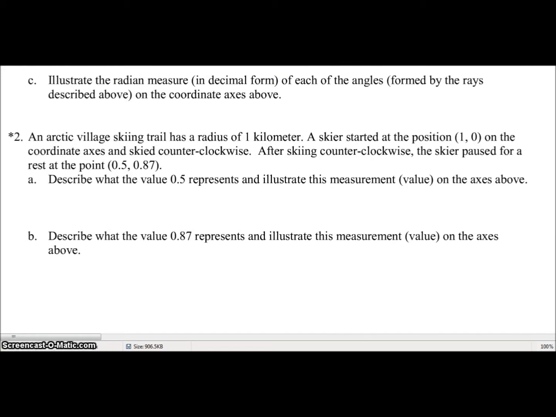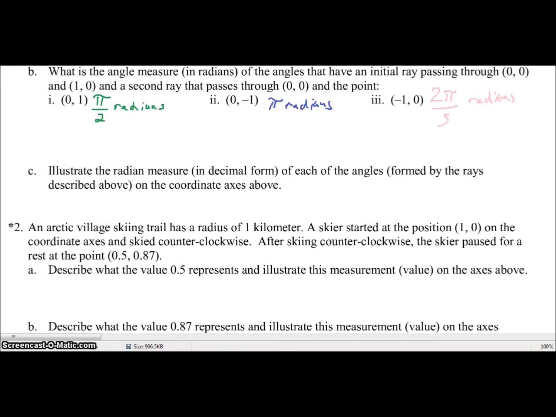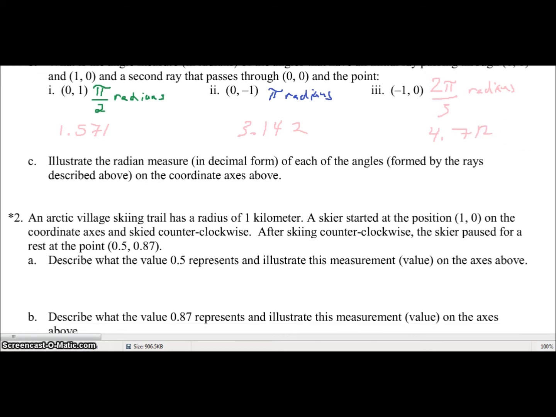Illustrate the radian measure in decimal form of each of the angles. So we can just type this in our calculator. So we get 1.571, 3.142. There's the familiar pi. Some of you might know that to several decimal places. And then 2 pi over 3 is 4.712 radians. If we went all the way around, we'd get 2 pi or 6.28.